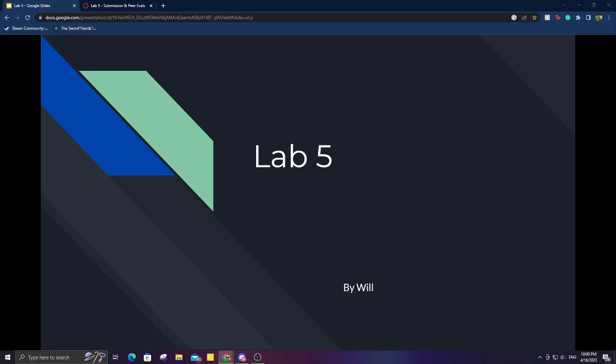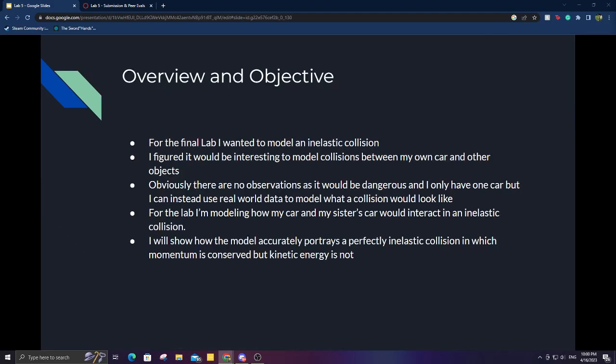Hi, I'm Will, and this is my fifth and final Physics 1 lab report. For my lab 5, I decided I wanted to create a model for inelastic collisions in GlowScript.